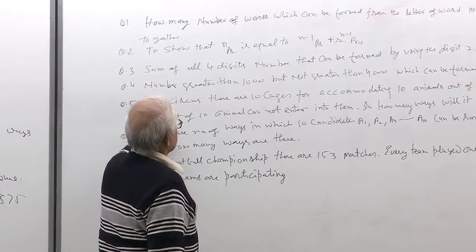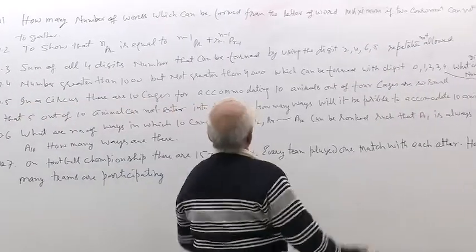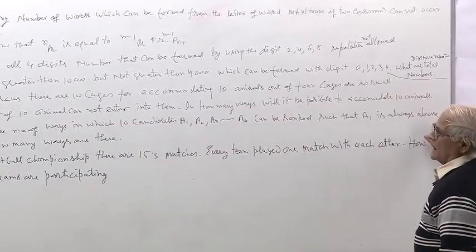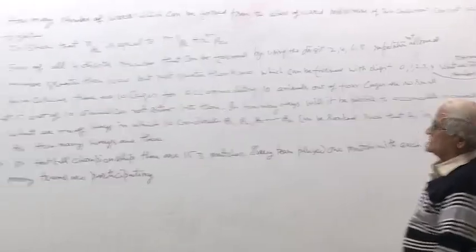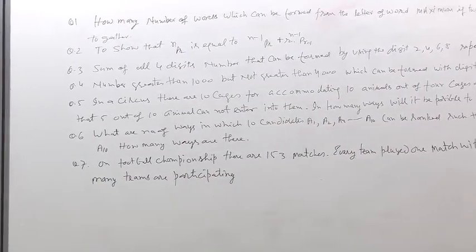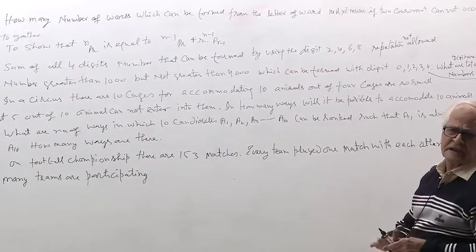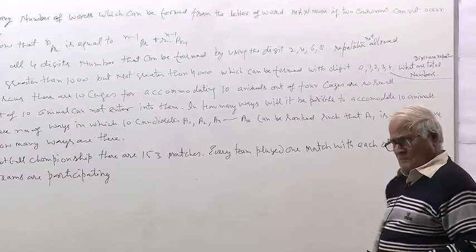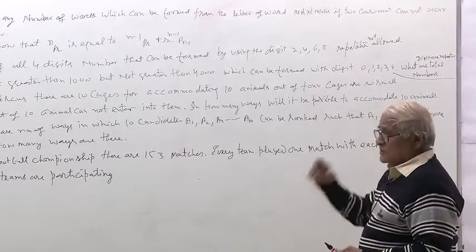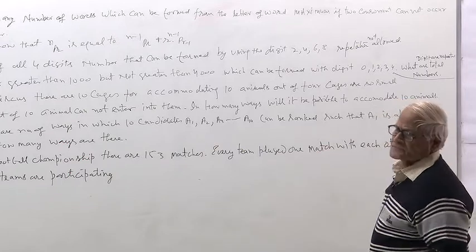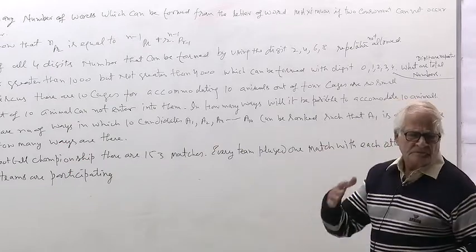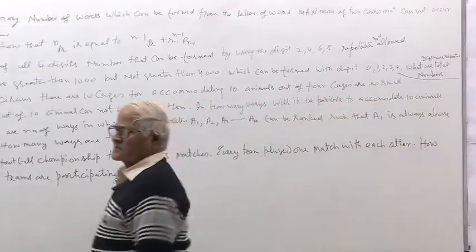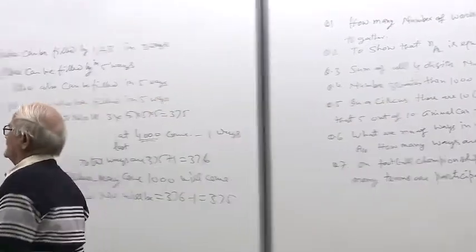5. In a circus, there are 10 cages for accommodating 10 animals. Out of these, 4 cages are so small that 5 out of the 10 animals cannot enter into them. Now, 5 animals cannot enter the 4 cages that are small. Therefore, we have to adjust the 5 animals in the 6 cages. That can be done in 6P5.